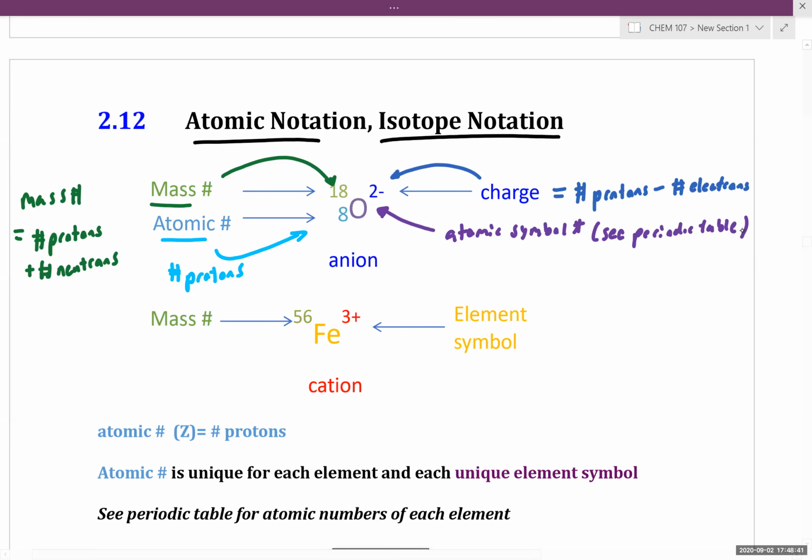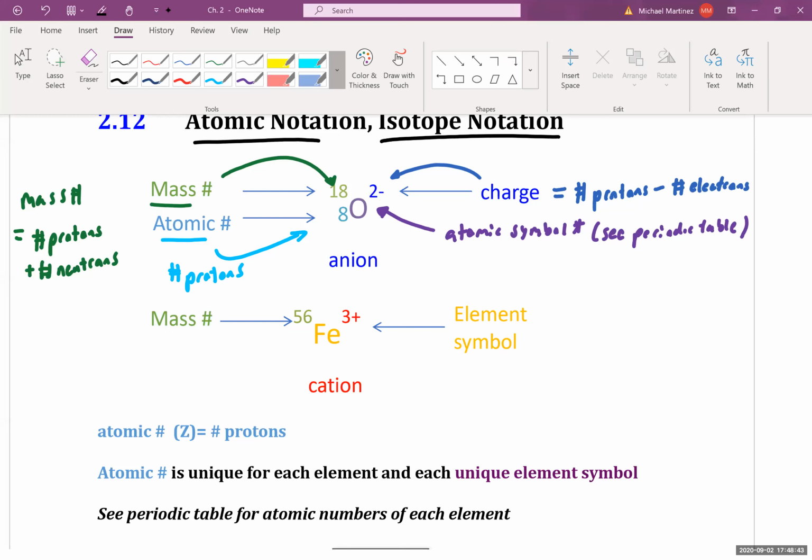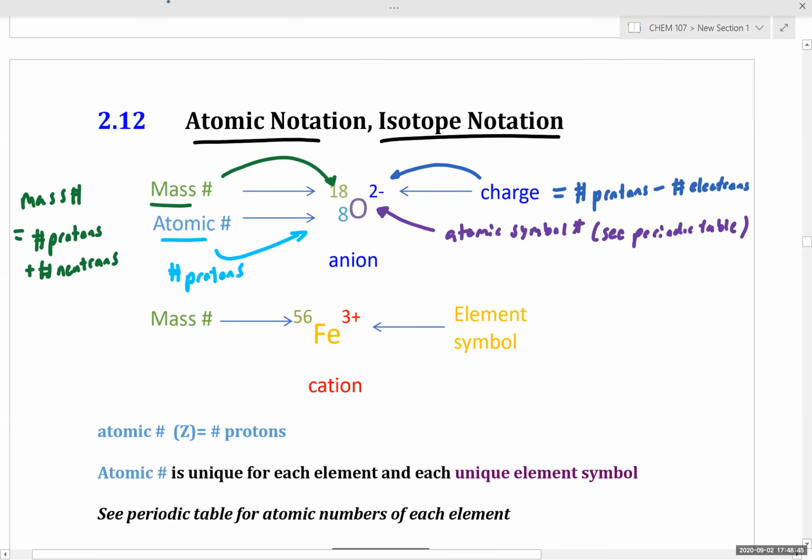Now, there are a few things that we need to look at, and there are a few specific definitions that we need to cover. An anion, as we discussed previously, has a negative charge. So as we can see, this oxygen isotope has a negative charge, so it would be an anionic species.